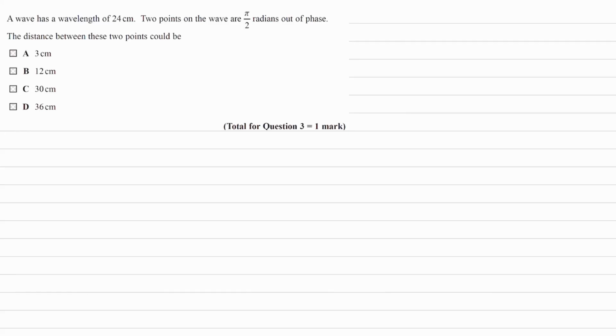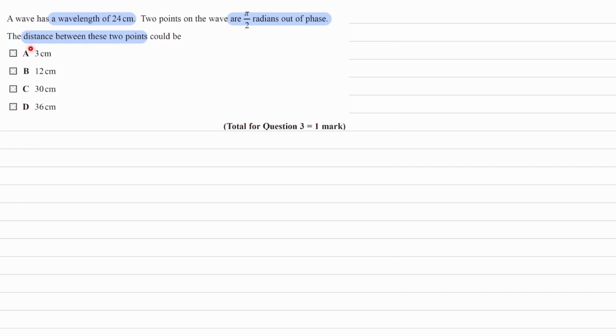A wave has a wavelength of 24 centimeters. 2 points on the wave are pi/2 radians out of phase. The distance between these 2 points could be one of these 4 things. So what we're trying to do is, using this phase difference here, we're trying to work out a path difference. That's what this is asking us.